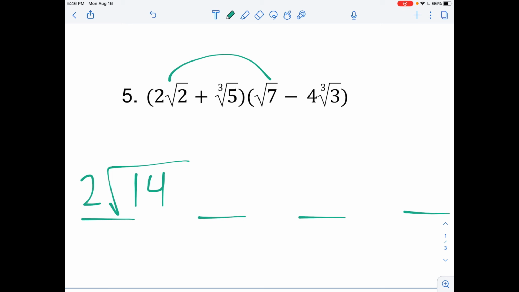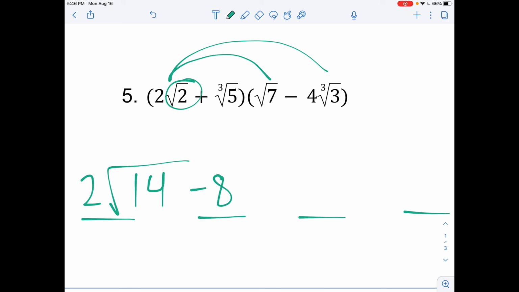Okay, second term. I'm going to do another little line and then multiply 2 square root 2 and this funky term over here. Numbers come first: 2 times negative 4 is negative 8.